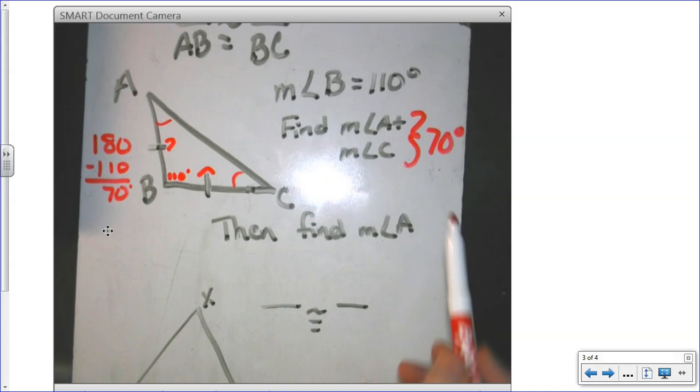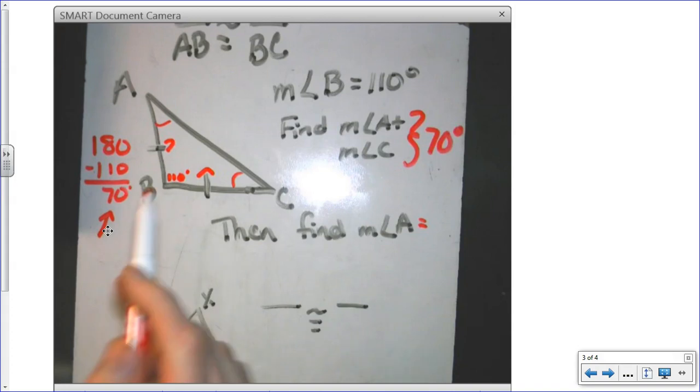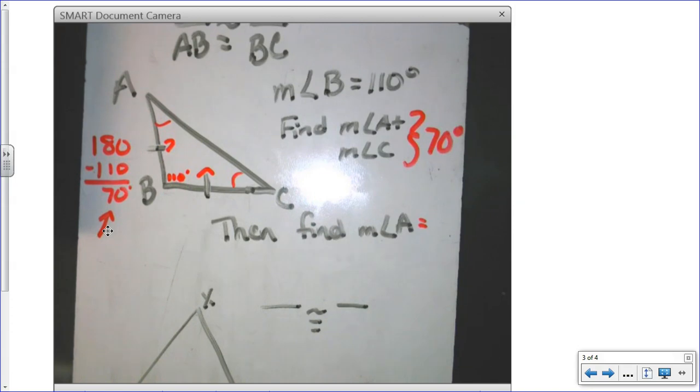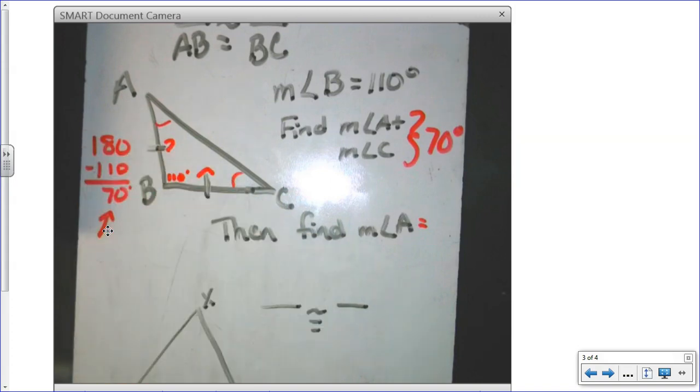The very final step here says find the measure of angle A. How am I going to do that? I only know that there's 70 degrees between angle A and angle C. That's true, but I also know one other piece of information. This is an isosceles triangle, and angle A has to be congruent to angle C. So these have to be the same. These two angles have to be equal. So I have to figure out how to make 70 degrees divide equally into two angles.